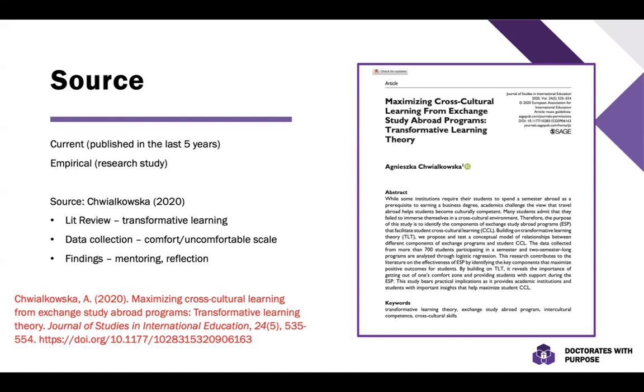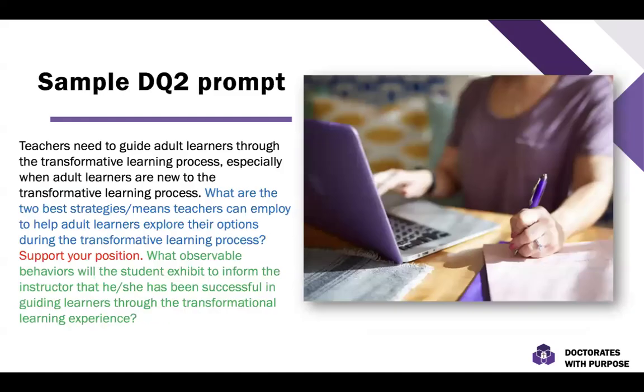In the data collection, it used a comfort and uncomfortable scale. And if you recall, the learner had embedded that into the topic sentences and then into the supporting sentences. And interestingly enough, the findings, which are so important in our empirical sources, mention mentoring and reflection. So this was a fantastic article to use as the support for that response. I'm going to do one more.